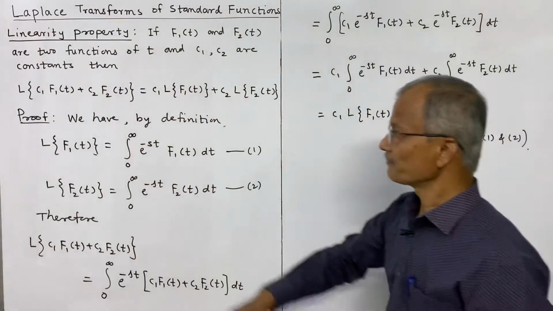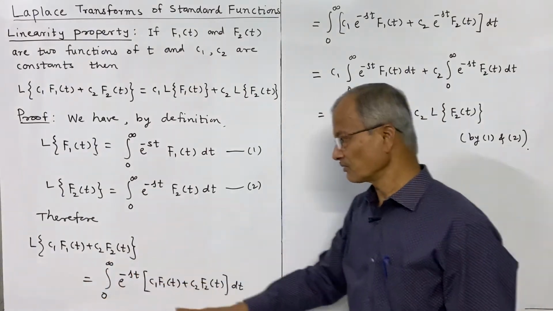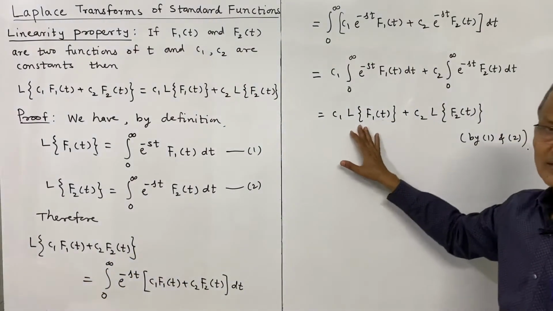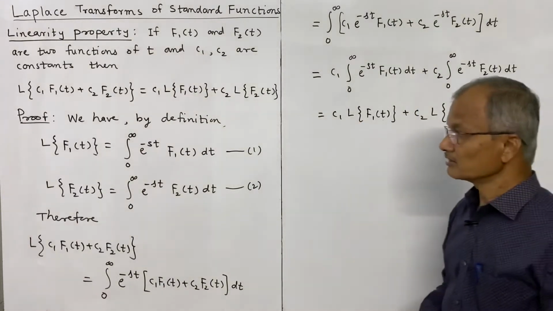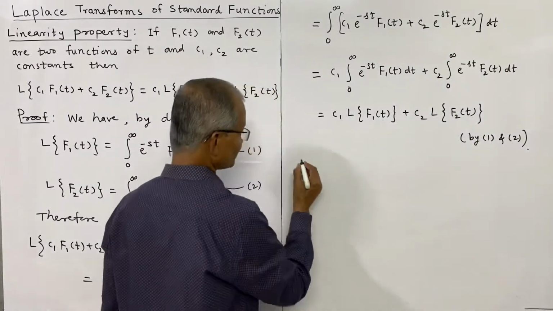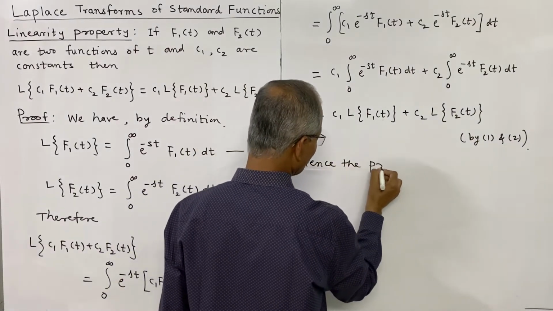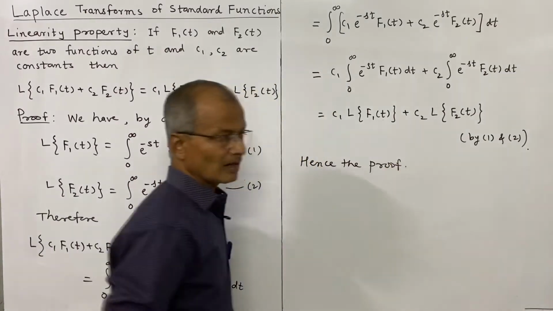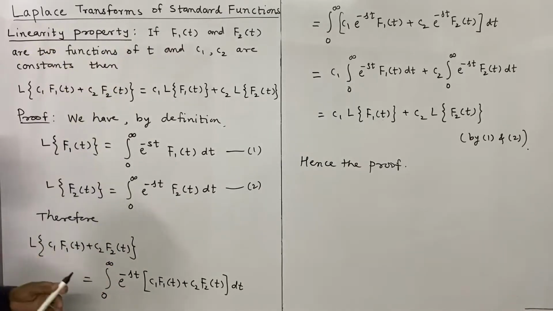See, the left side is L of c1 f1 t plus c2 f2 t, and the right side is c1 Laplace transform of f1 plus c2 Laplace transform of f2, hence the proof. So a simple property we have proved, which is known as the linearity property, but it is important. Now we shall obtain the Laplace transform of standard functions.